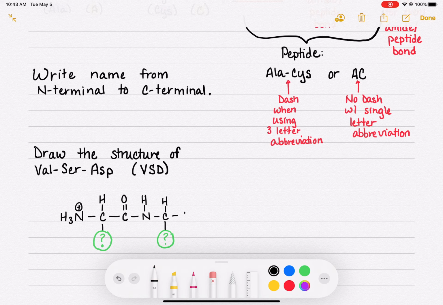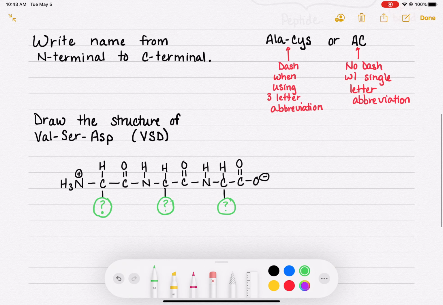And that amino acid gets to keep, of its acid, the carbon-oxygen double bond, but that's it. And now we connect to the last amino acid in the chain, ASP. And because this is the last amino acid, it gets to keep its entire acid group, so COO-.